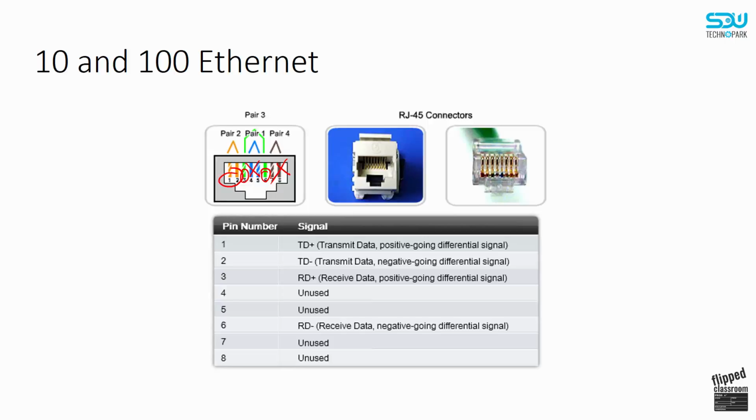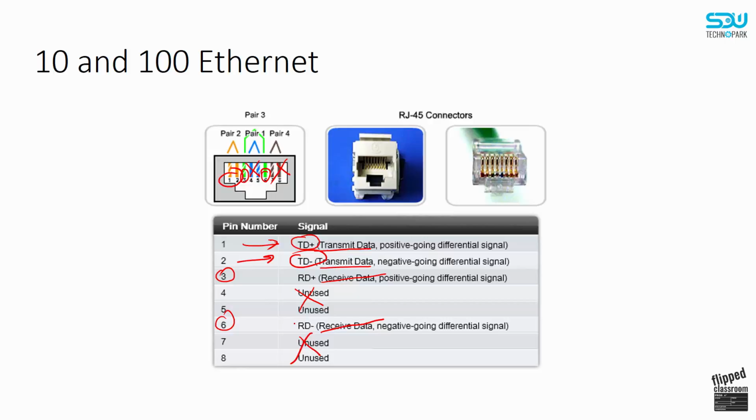And you can see here that pin number 1 and pin number 2 are used to transmit the data. Pin number 1 is positive, a plus, and pin number 2 is negative, minus. Pin number 3 and pin number 6 are used to receive the data, also positive and negative, and pin numbers 4, 5, 7, 8 are not in use, so you can take them off and you will have absolutely the same connectivity.